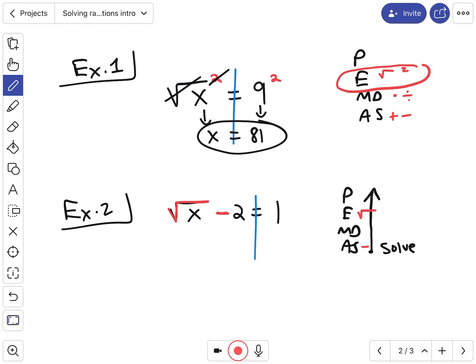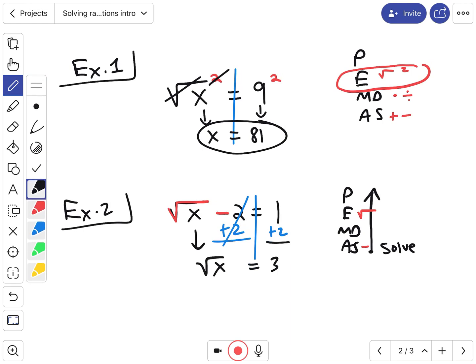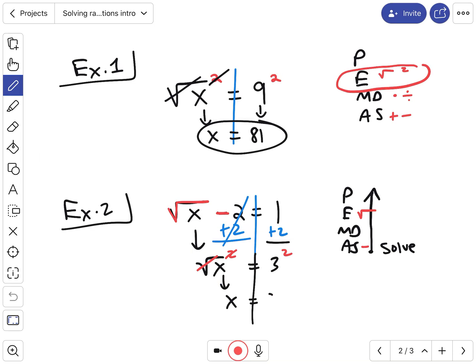Okay, so the opposite of subtraction is addition. So we are going to add the 2 to the other side. That's going to give us the square root of x equals, and then 1 plus 2 is 3. And now we're left with this square root, and we're going to do the same thing we did above. We're going to square both sides. The square and square root undo each other, and we're left with the x by itself. And 3 squared is 9.